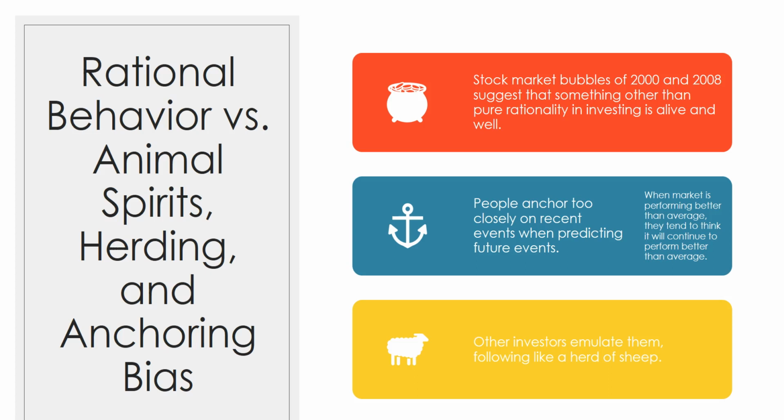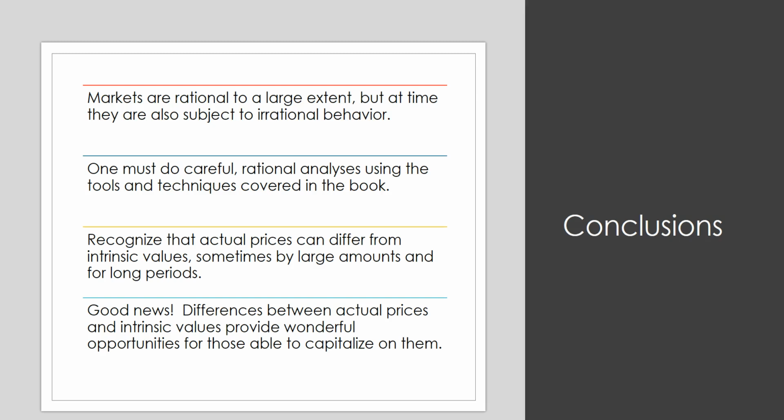We do know that behavioral finance has large implications in the field of investments. We know that people anchor too closely to recent events when predicting future events. So if the market is doing really well, they tend to think that that's going to continue. Other investors will emulate them and follow like a herd of sheep, which is a proven behavioral finance phenomenon. Markets are rational to a large extent, but they are also subject to irrational behavior.